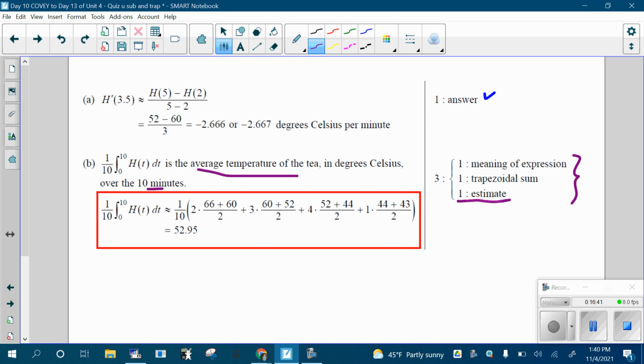Here, the estimate is correct or not. You wrote 52.95, or you didn't. You could have written 52.950, but if you wrote anything else, you don't get that point. A point for having it look like a trapezoidal sum, and a point for the explanation using the right units. So if you didn't say the average temperature of the tea over 10 minutes, you didn't get that. If you just said the average temperature, I don't think they would give you that. They grade these really hard, remember I said that.